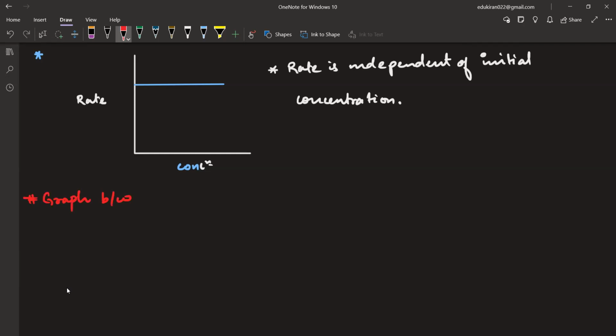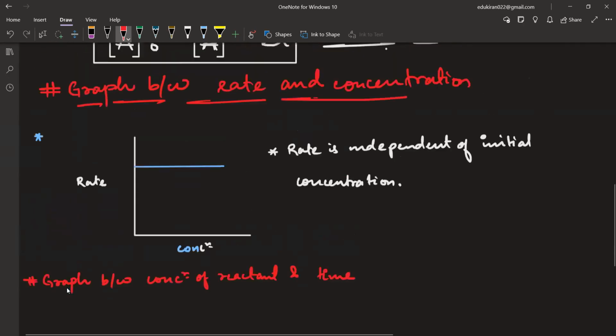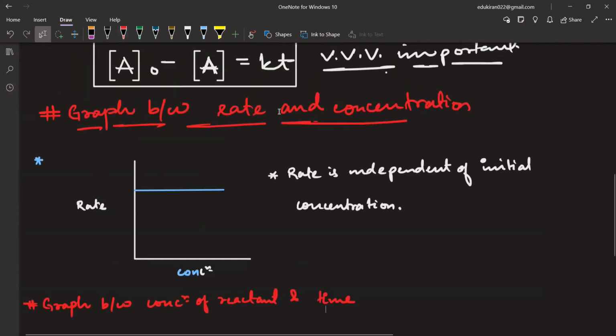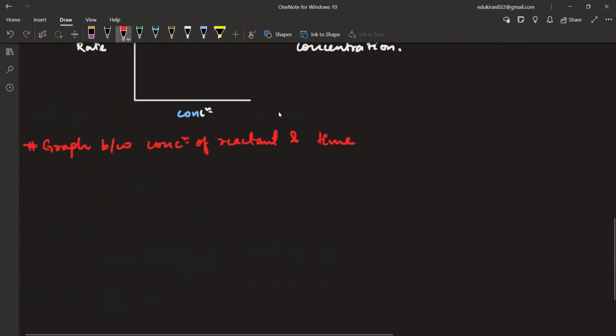Graph between concentration of reactant and time. Now, for this, we'll use this particular equation: A naught minus A is equal to Kt. Now, we don't have any powers here.